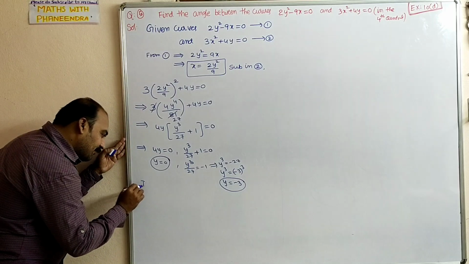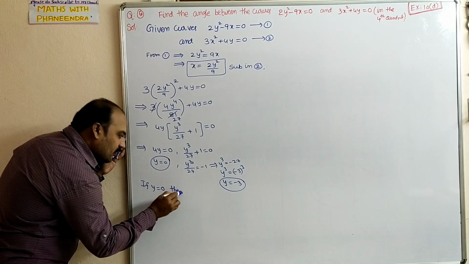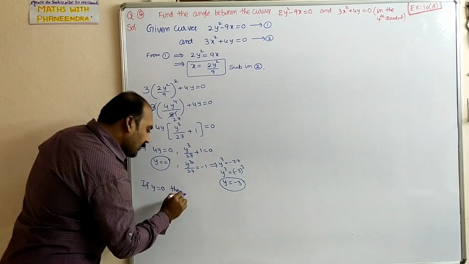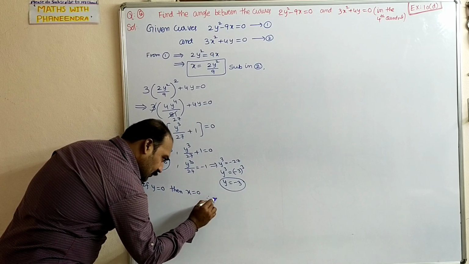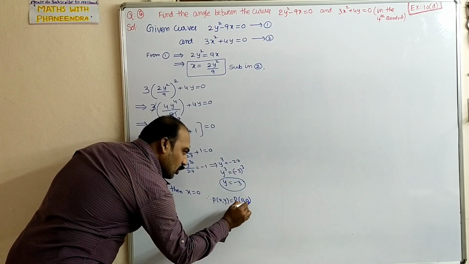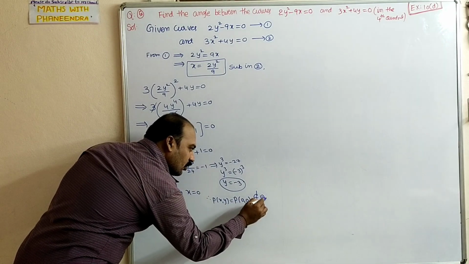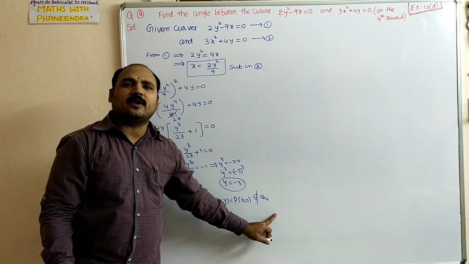So if y is equal to 0, then x, we make x the subject here, so obviously x is also 0. Therefore the point P of x comma y becomes 0 comma 0. It does not belong to quadrant 4. Obviously it is the origin. Origin does not belong to the fourth quadrant.